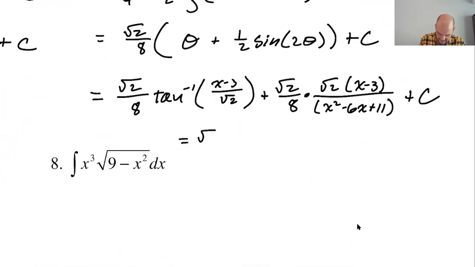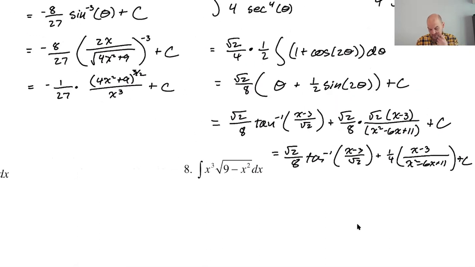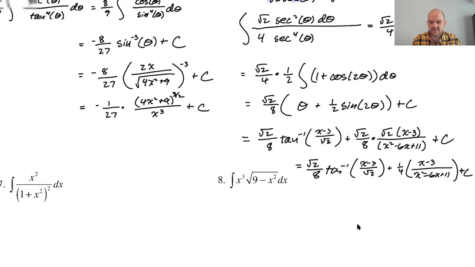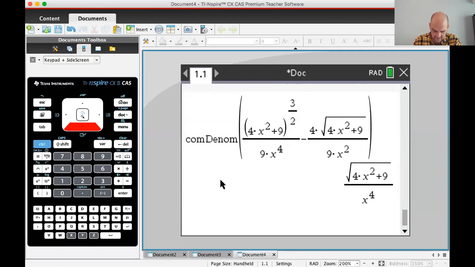So I think that we get radical 2 over 8 tan inverse of x minus 3 over radical 2 plus 1/4 x minus 3 over x squared minus 6x plus 11. It's hard to believe that that could be right, but maybe it is. So let's see. All right, so I'm gonna ask the calculator to find the antiderivative, but I have little faith that it will look like what we got, but who knows?